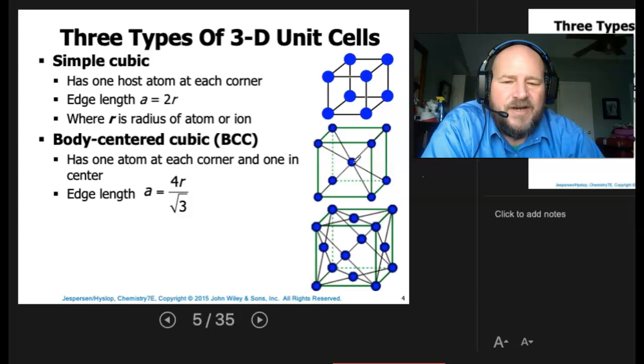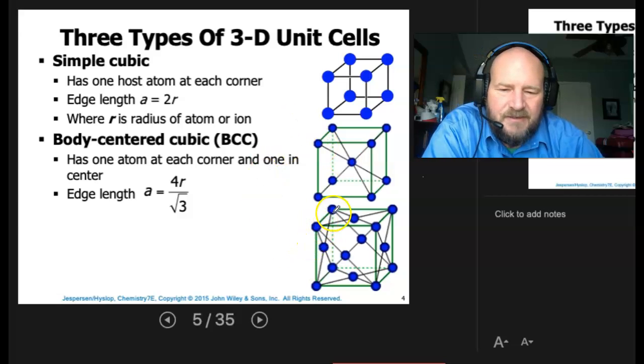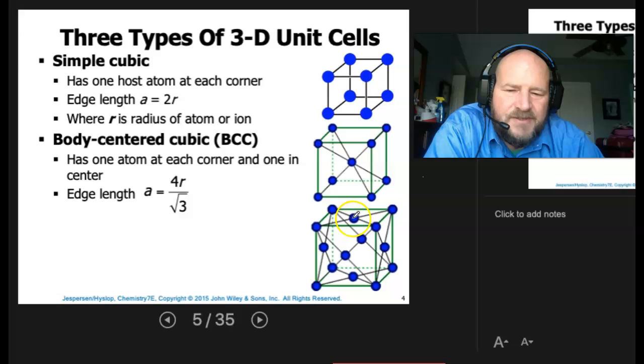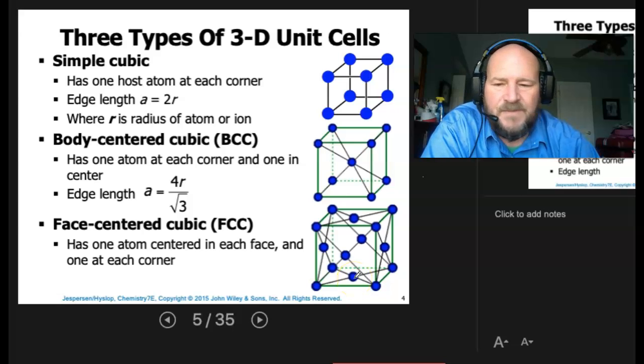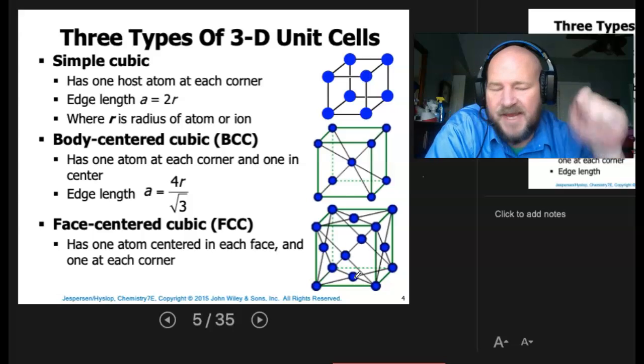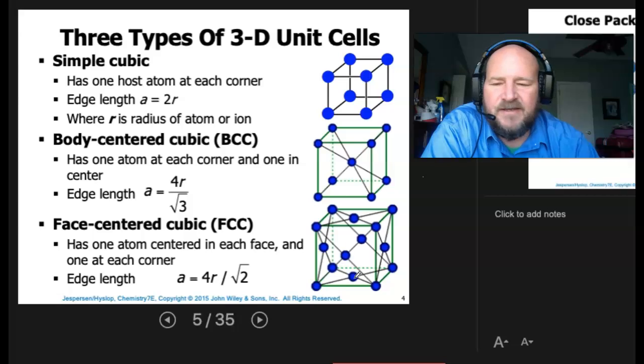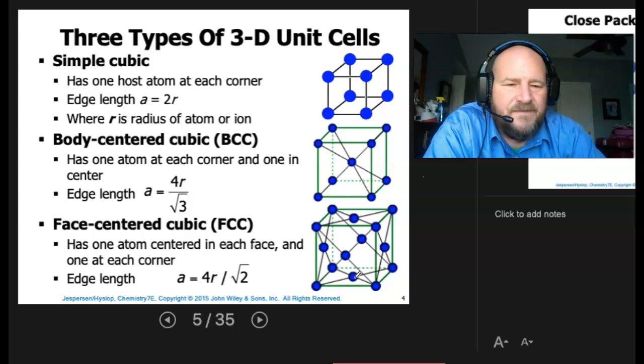Our last one gets even more crazy looking. There's our square, there's our cube, we go into 3 dimensions. If I look at just one face, you can see we have one right in the center of the face of our cube. Then if I look at the next face center, I've got one there. Next center, one there. Center, one there. Finally, the bottom, we have one there. We call that our face-centered cubic cell. Each one has an atom centered in each face and 1 at each corner. The edge length here is going to be 4r divided by the square root of 2.